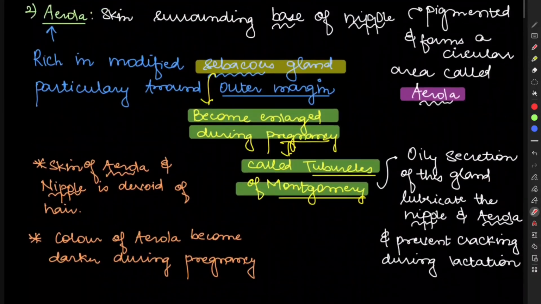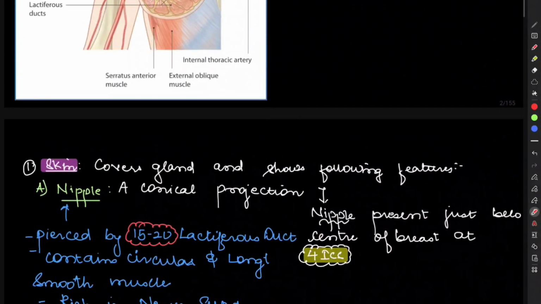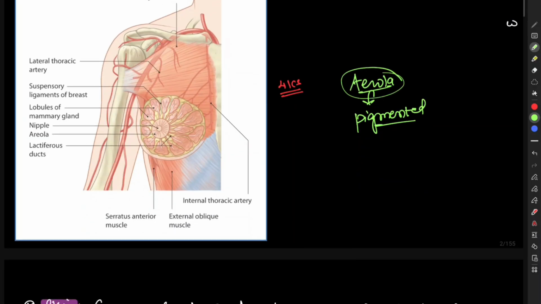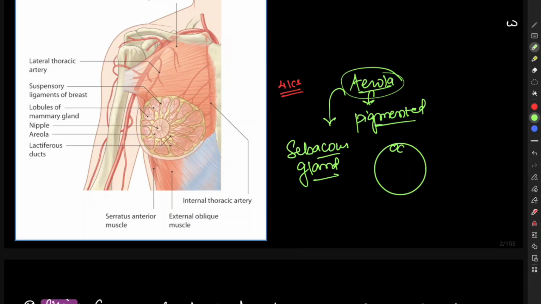ओके. उसके बाद एरियोला. एरियोला क्या है हमारा? तो एरियोला बेसिकली इट इज द स्किन सराउंडिंग द बेस ऑफ द निप्पल. नाउ दिस एरियोला is basically pigmented. अब ये जो पिगमेंटेड है वो हम देखेंगे. दिस रीजन, द एरियोला रीजन, जैसा मैंने पहले भी बताया था, इज वेरी रिच इन दी सिबेशियस ग्लैंड्स.